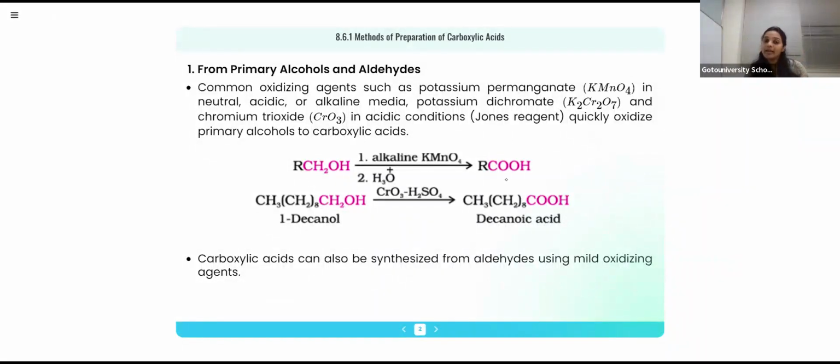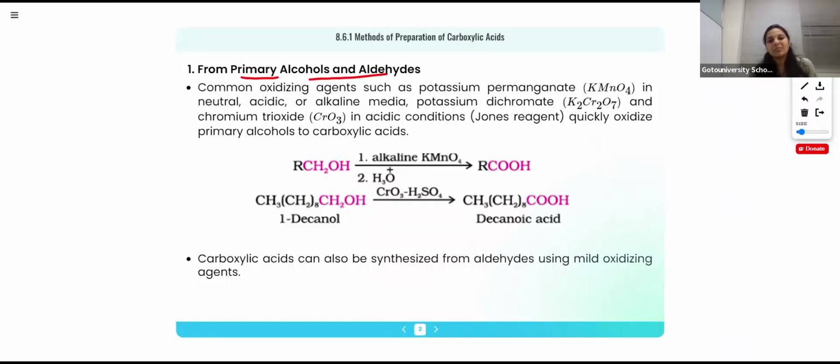Starting material. Why? From the alcohols, aldehydes, ketones, all of these compounds, we can produce acids. Acids have many importance in synthetic chemistry, I told you. So these alcohols, aldehydes, and ketones, all of them we can use for the synthesis of acids. First we are moving to the preparation of acids from primary alcohols and aldehydes.